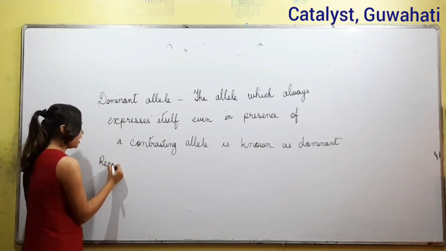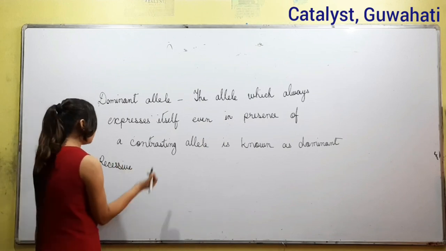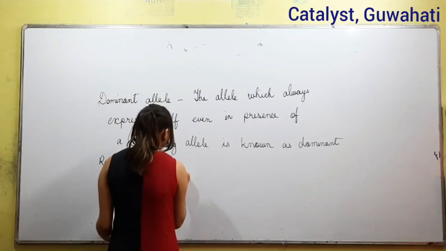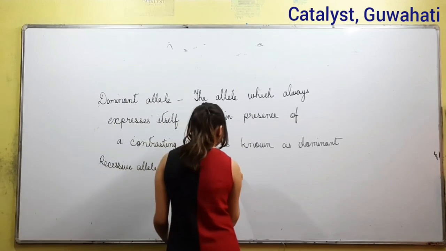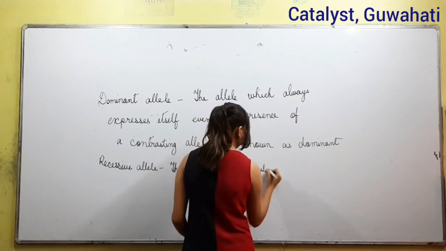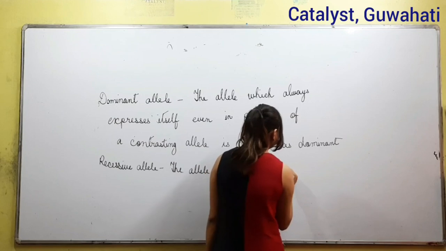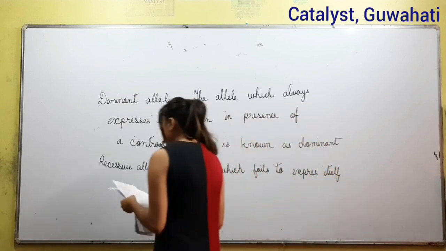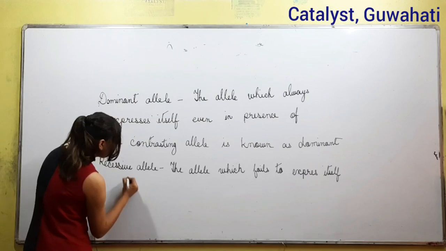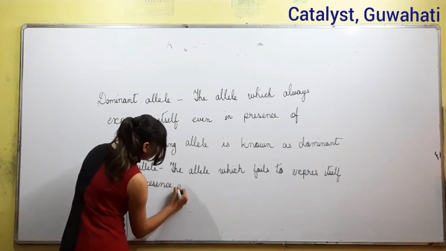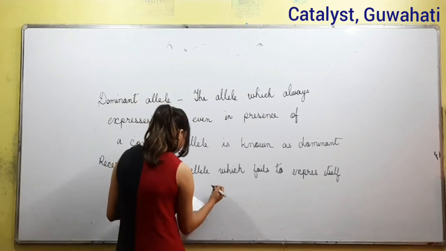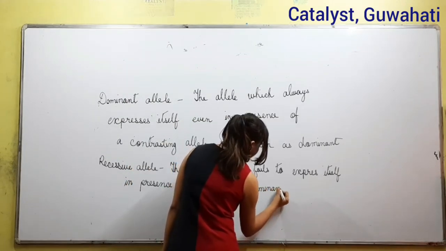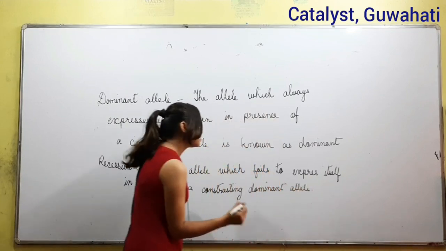A recessive allele is one that is dominated, which does not express in the presence of a dominant allele. The allele which fails to express itself in the presence of a contrasting allele is known as a recessive allele.